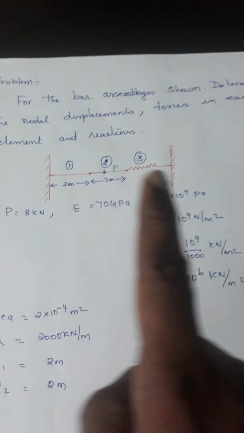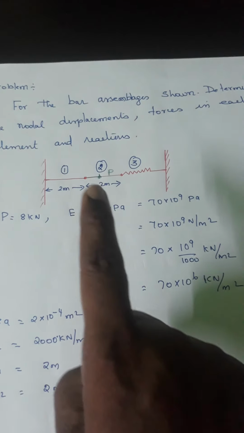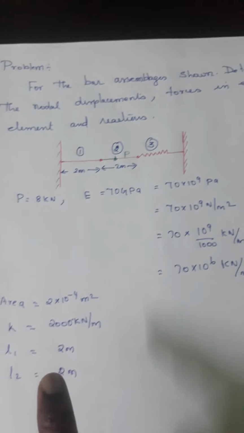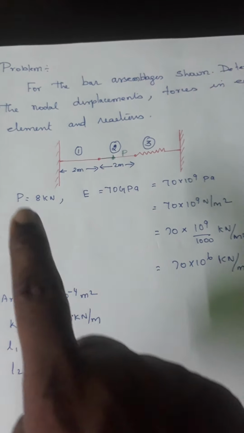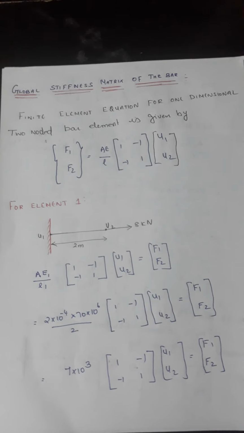So at this node and at this node the displacement will be 0, we know, and the force P is acting at node 2, that is 8 kilonewton. Everything is given. So first, what is the principle? We have to find out the global stiffness matrix.